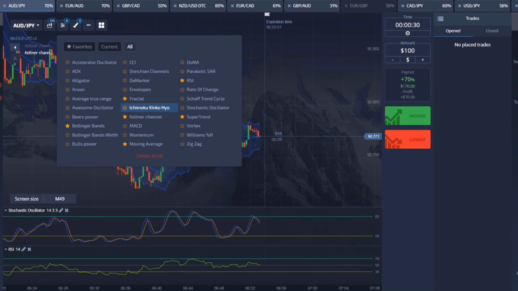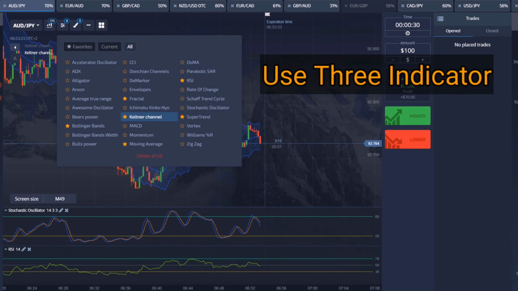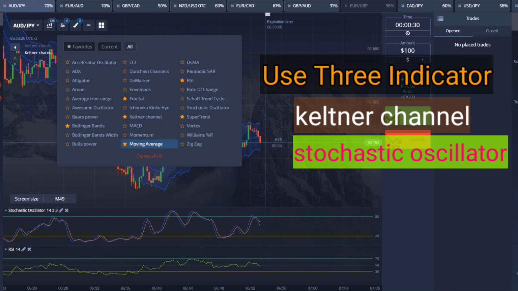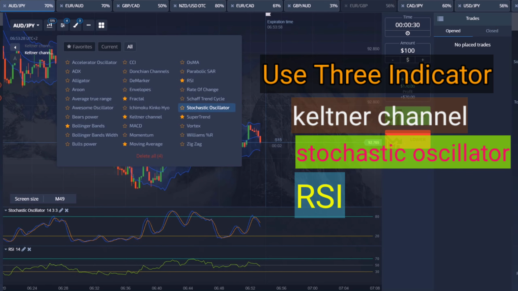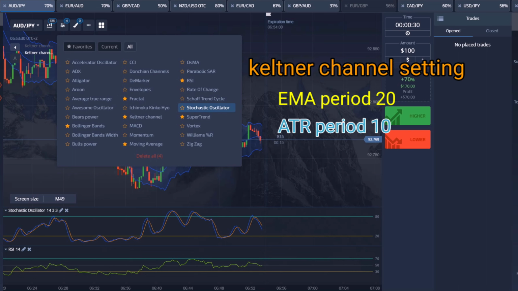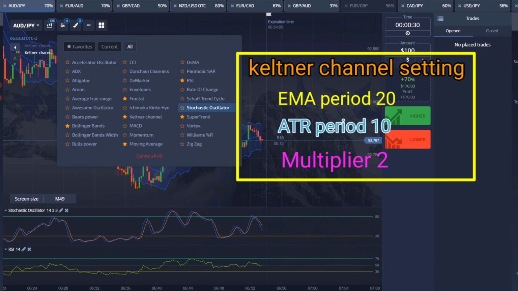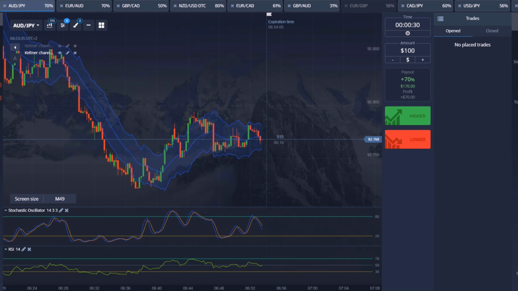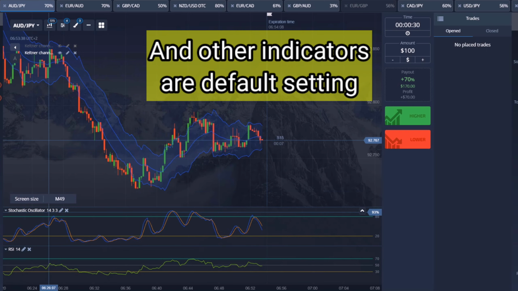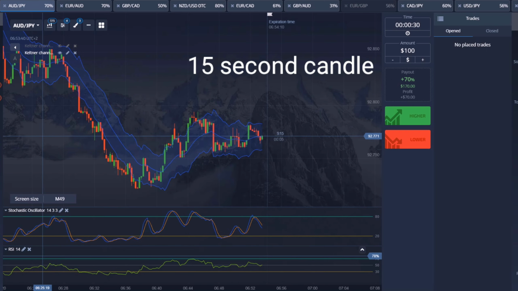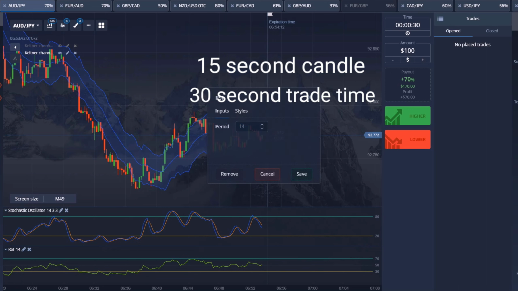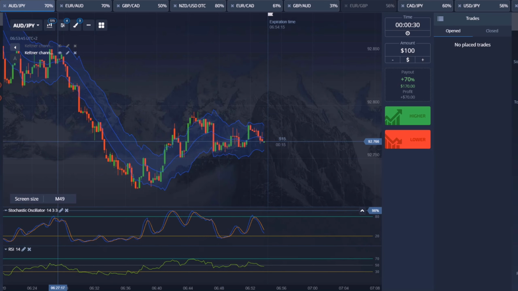We are going to use 3 indicators in this strategy: Keltner channel, stochastic oscillator and RSI. You only have to change the setting of one indicator, and that is the Keltner channel. You keep the default settings of stochastic oscillator and RSI. The time frame of the candle is 15 seconds and we are going to take a trade of 30 seconds. So let us now take the trade and analyze why we took the trade.